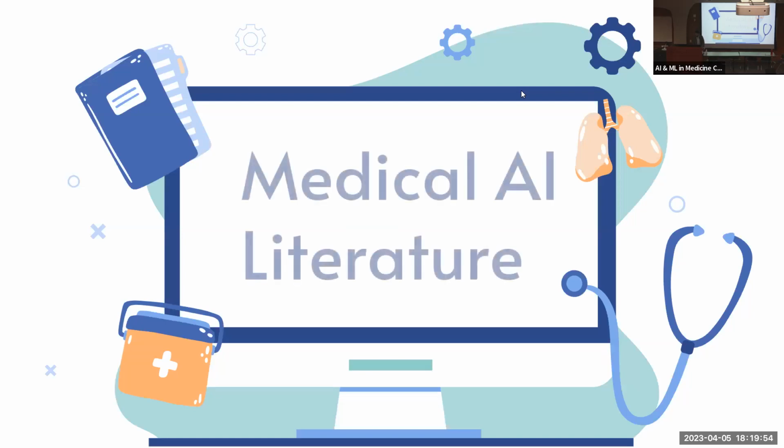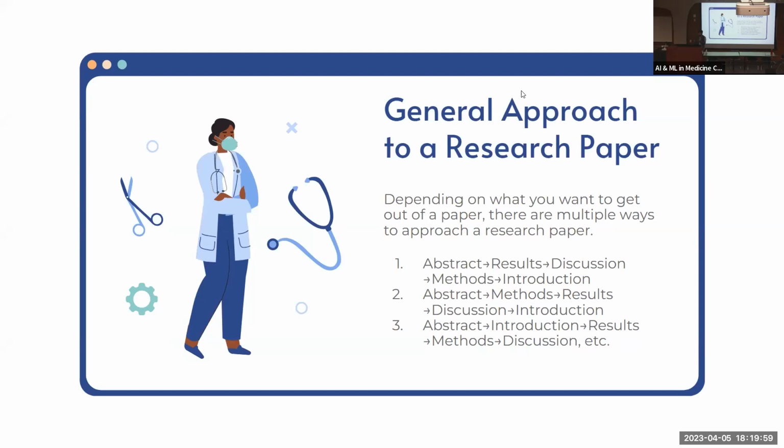Okay. So when you look at medical AI literature, this is a bit of a general approach to a research paper. Some of you or most of you are grad students here or have done research before, so you probably already know this. But just to do an overview, depending on what exactly you want out of a paper, you look at it differently. So, at least I rarely read a paper like a newspaper. I essentially don't go through abstract, introduction, methods, results, discussion, and limitations or conclusions in order. Depending on what I want from that paper, I go to that specific section.